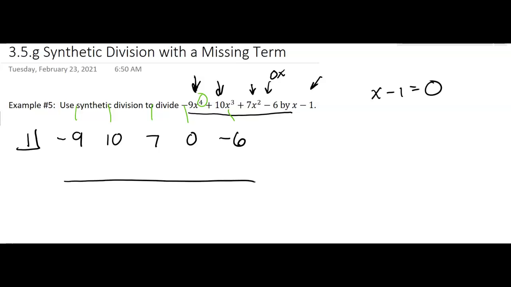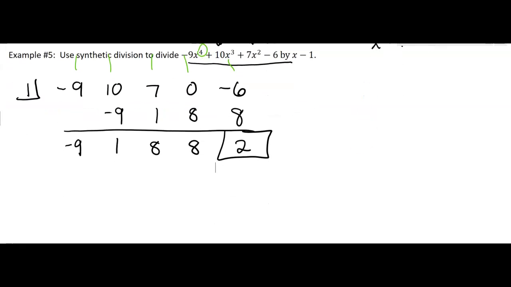Okay. All right. So bring the first term down. Multiply. Add, multiply, add, multiply, add, and multiply. So it looks like there's a remainder this time of 2. Let me scroll this up. Okay, so we've got everything there. We just need to write the polynomial now.